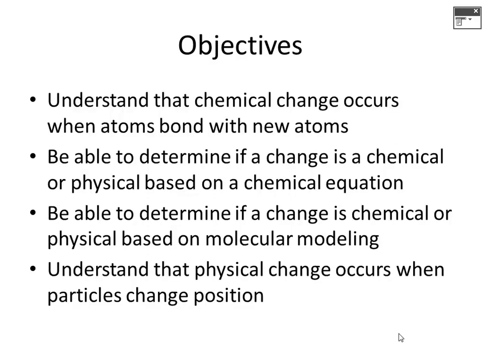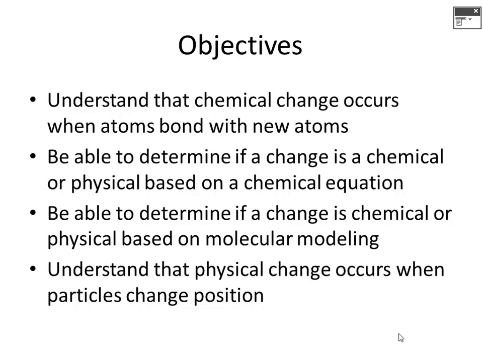So our objective here is to understand that when a chemical change or a chemical reaction occurs, when atoms bond to different things, they switch partners. Like if you had an atom bonded with one thing in a chemical reaction, it's going to be bonded differently. And as we go on through the year, we're going to discuss a lot of those differences.